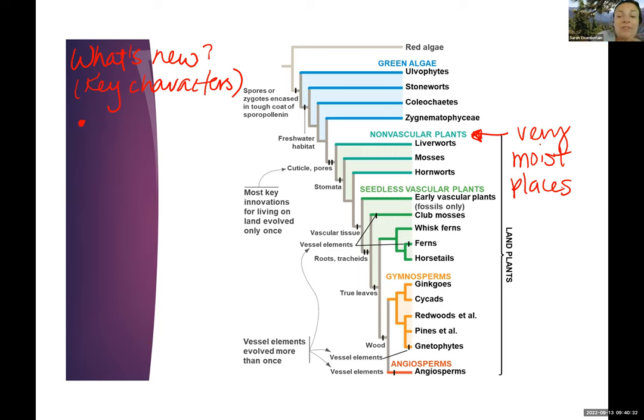So one thing that they do have that is cool is they have what is called a cuticle. And so a cuticle essentially is like a waterproof layer on the outside.